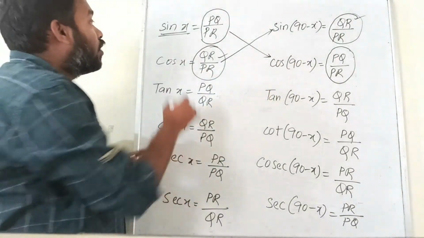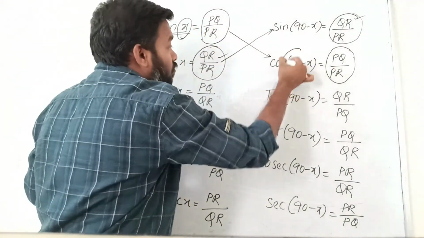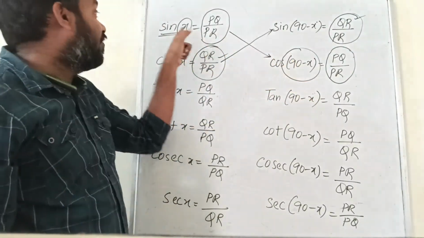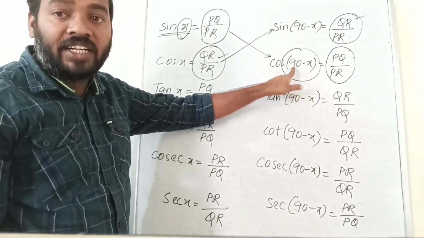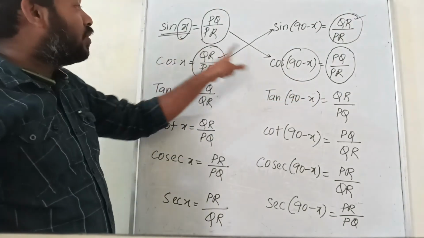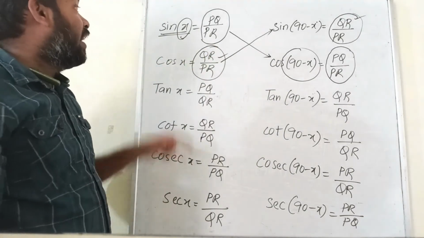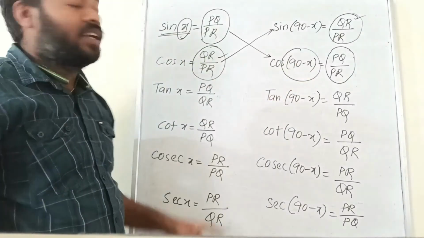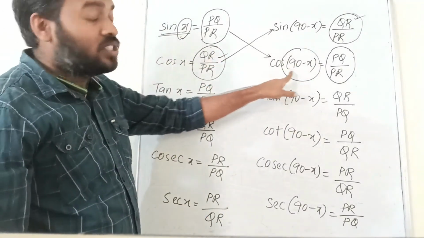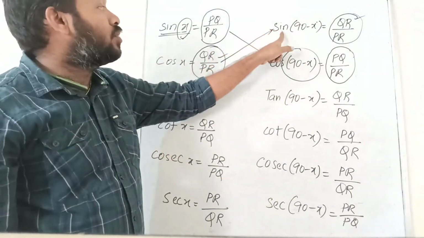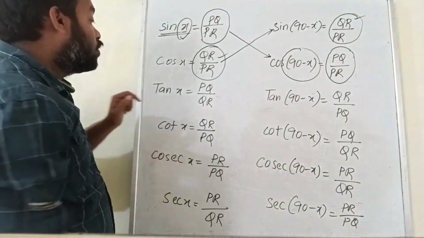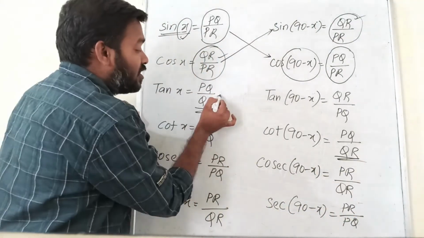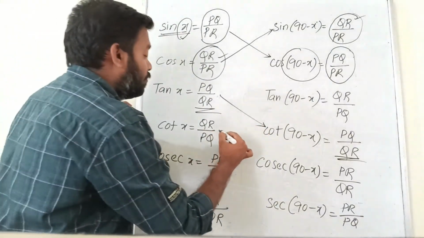That means whenever you are considering two complementary angles, x and 90 minus x are complementary angles, because if you add them you get 90: x plus 90 minus x is 90. So whenever you have two complementary angles, if sin 30 is given, that is equal to cos 90 minus 30. If cos 30 is given, that is equal to sin 90 minus 30. Like this.